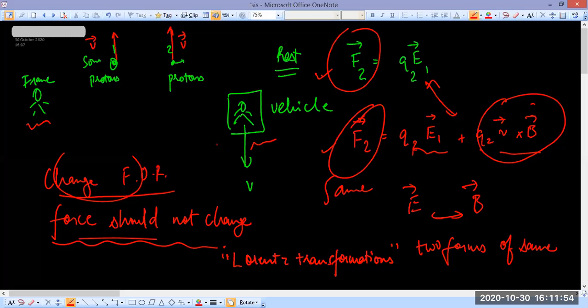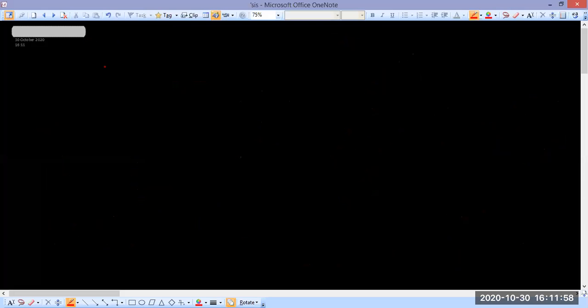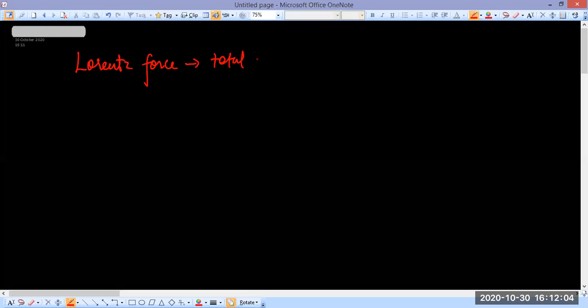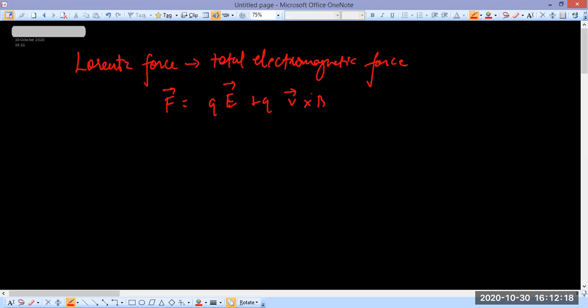Okay, so nevertheless, right now what's important for you is that the Lorentz force is the total electromagnetic force, right? આટલું યાદ રાખવાનું. It's the total electromagnetic force, right? So the Lorentz force is given by Q E vector plus Q V vector cross B vector.